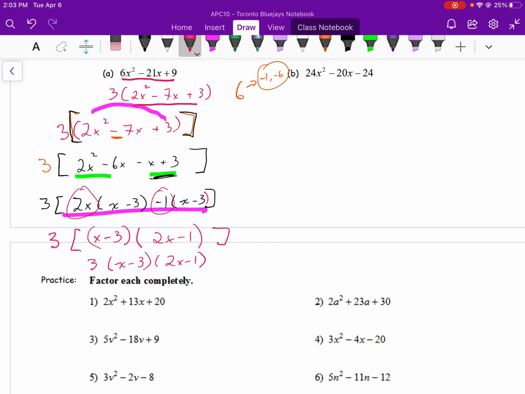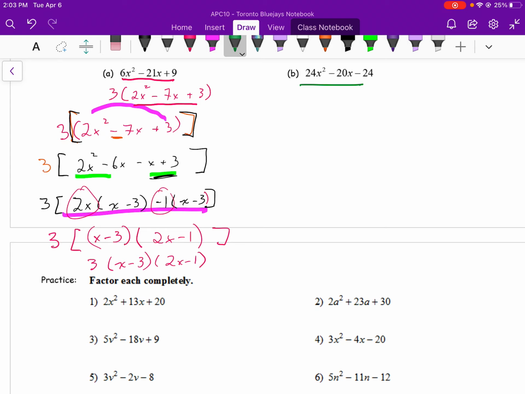Okay. I would like you to press pause for this one. I'm going to go through this very quickly, but I want you to press pause and try to factor this. So press pause now. When you've made your great attempt, press unpause and it'll magically appear.